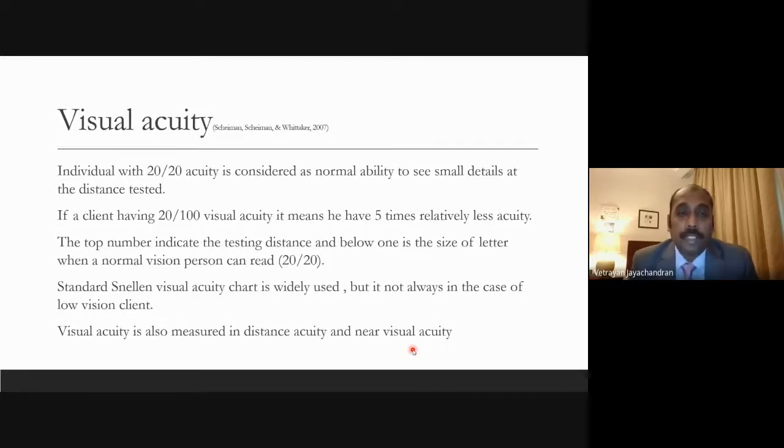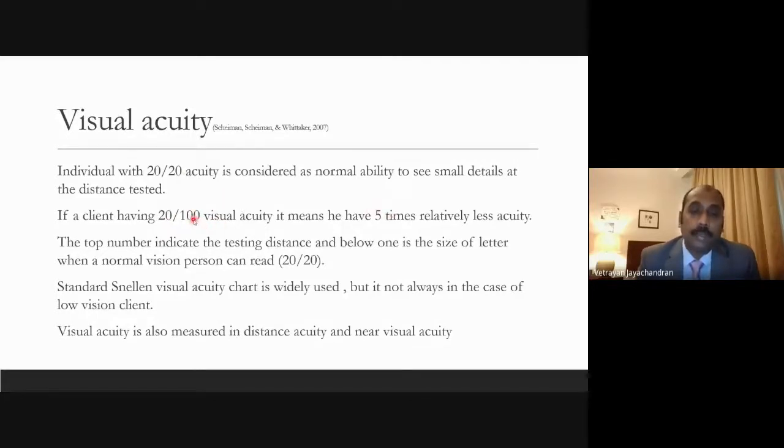So what does 20 by 20 mean? The first 20 deals with the distance, the 20-meter distance, and the second is the letter size, which is 20. So letter size is 20. That means you can read the small letter from the 20-meter distance, which is normal visual acuity. If you can read only the letter size of 100 when seeing from the 20-meter distance, that means automatically you have 5 times less acuity.